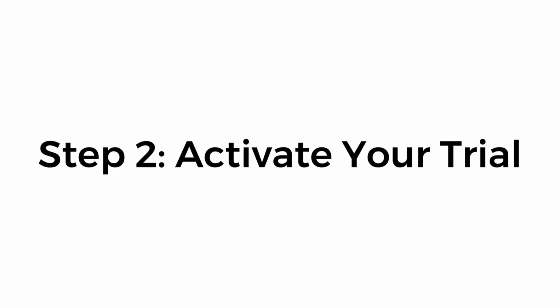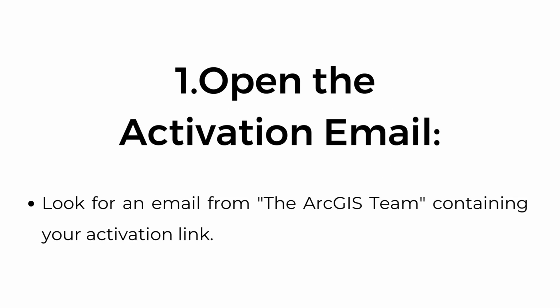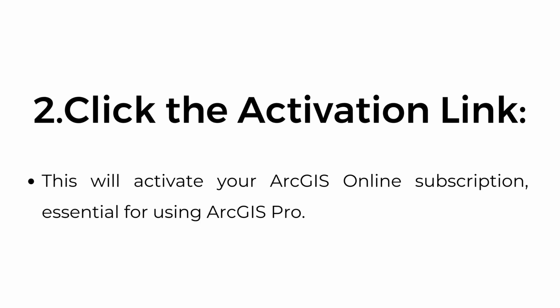Step 2. Activate your trial. Open the activation email. Look for an email from the ArcGIS team containing your activation link. Click the activation link. This will activate your ArcGIS Online subscription, essential for using ArcGIS Pro.